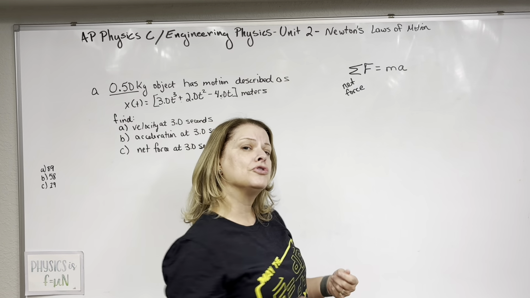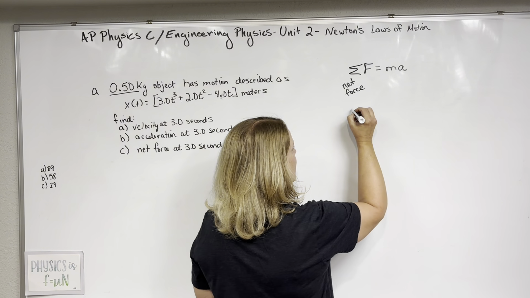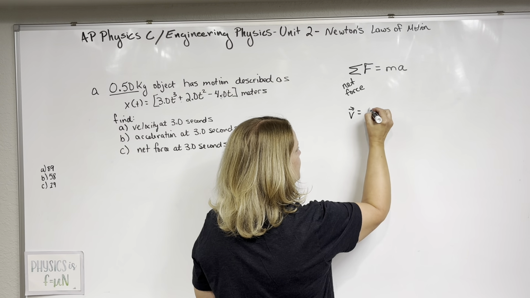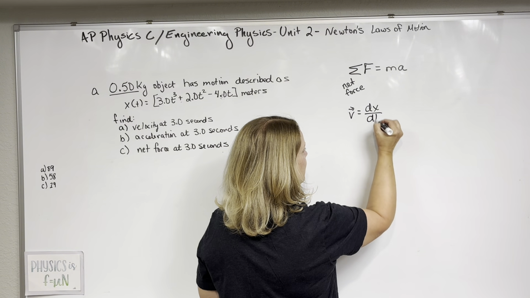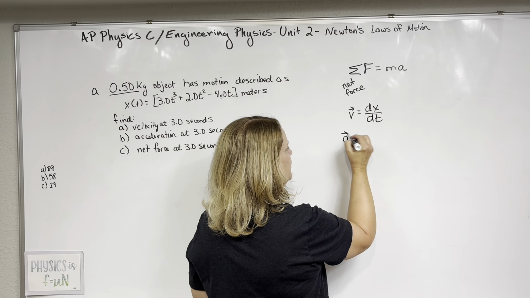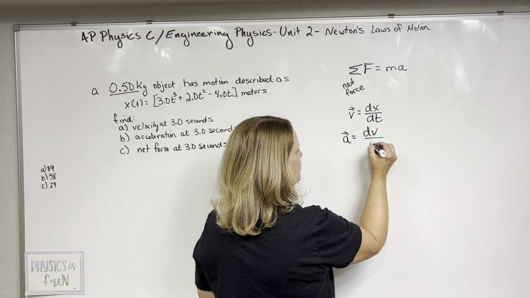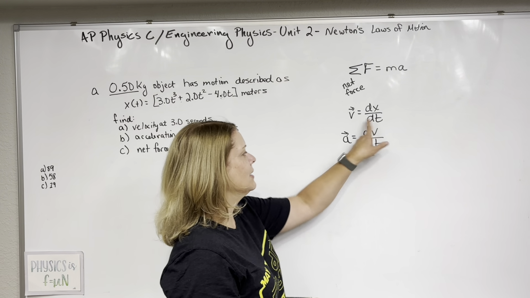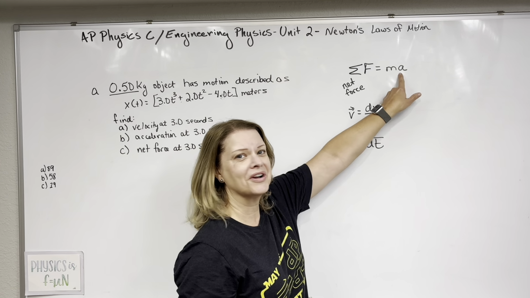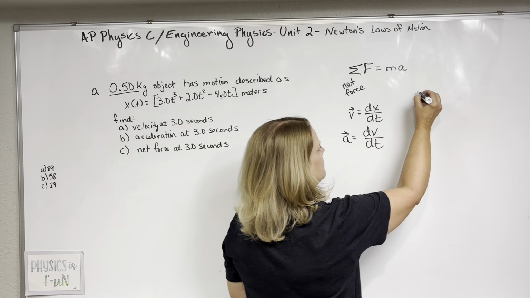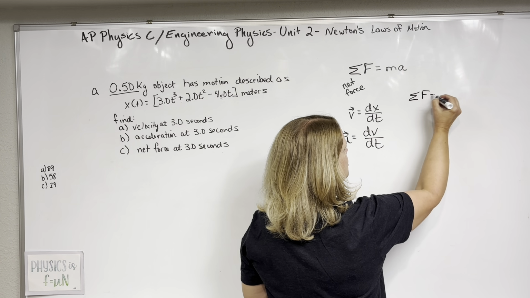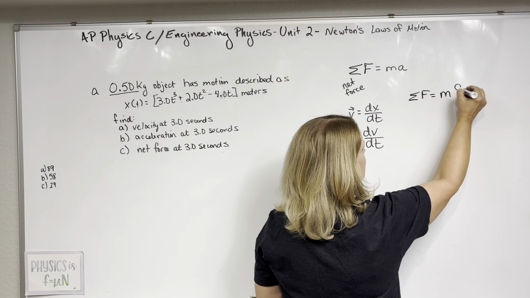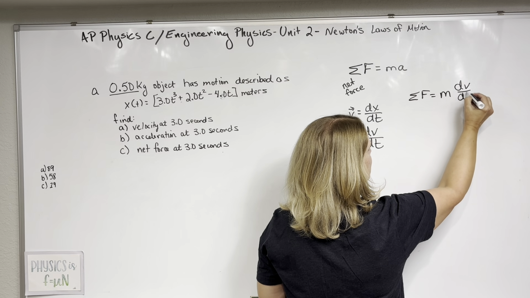We know from our first unit in kinematics that velocity is equal to the derivative of position with respect to time, and we know that acceleration is equal to the derivative of velocity with respect to time. So now we can sub this in for acceleration, and we get something that looks like this. Our net force, or our sum of our forces, is mass times the derivative of velocity with respect to time.